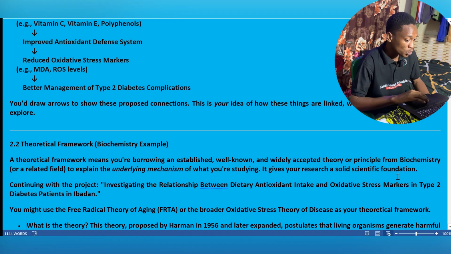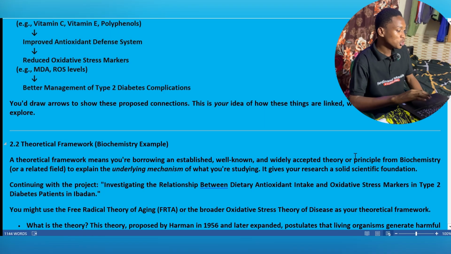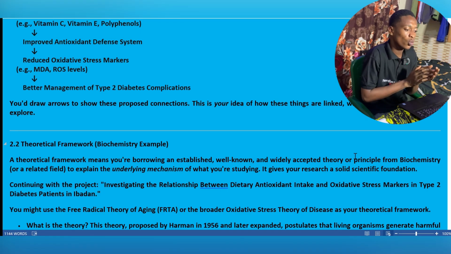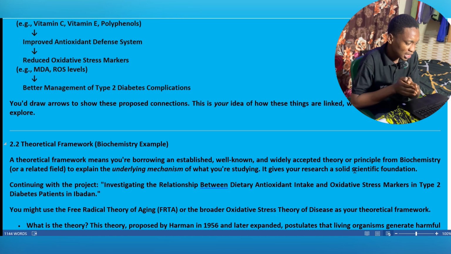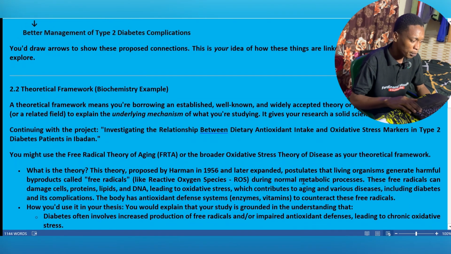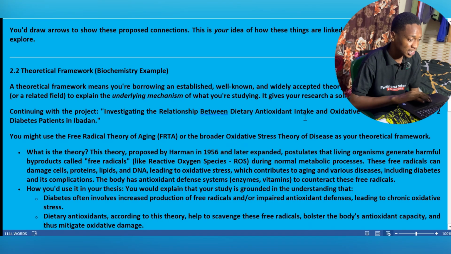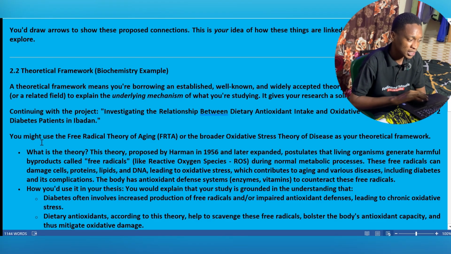It gives your research a solid scientific foundation. As a final year project student, your theoretical framework is not literature. You are not reviewing literature. Your theoretical framework is you looking at what the theories are, what the propositions are, what the accepted biochemistry principles are that I can use to explain the underlying mechanism of my specific topic. Still using the particular project topic, investigating the relationship between dietary antioxidant intake and oxidative stress markers in type 2 diabetes patients in Ibadan.